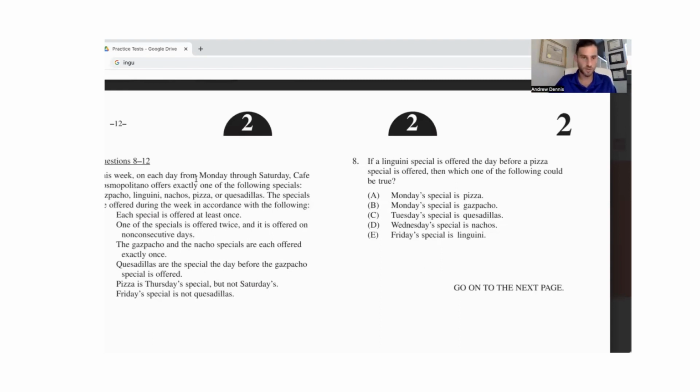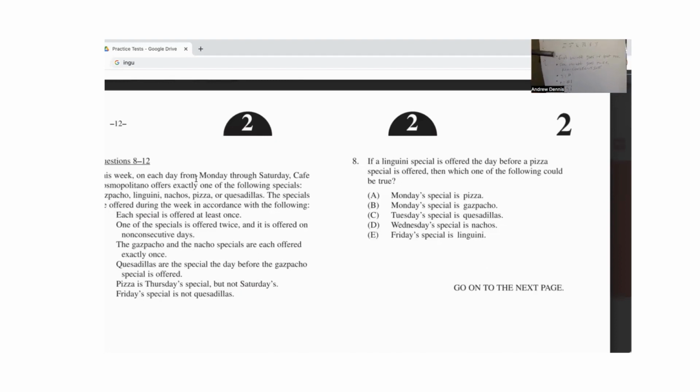Okay, what's the next rule? Quesadillas are the special the day before the gazpacho special is offered. So we're going to have a Q and a G in a box coming somewhere on our map, right? The QG box. I want everyone to focus on the QG box that's coming in. I know everything's backwards, but I think we can all see what's going on here.